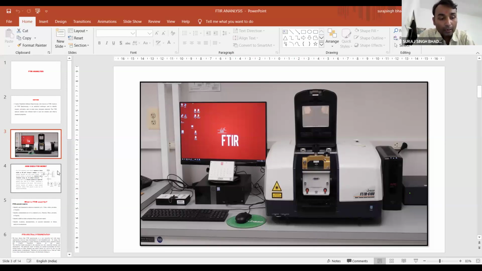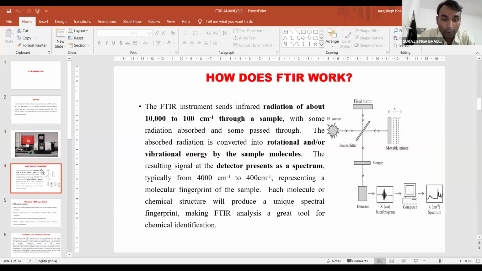Now, moving towards the next slide, how this FTIR is going to work. Basically, FTIR uses infrared light for the determination of this compound. It works in the range of 10,000 to 100 centimeter through a sample. Some radiation is absorbed by the sample, and other radiations pass through the sample. The absorbed radiation is converted into rotational or vibrational energy, which depends on the sample molecules.